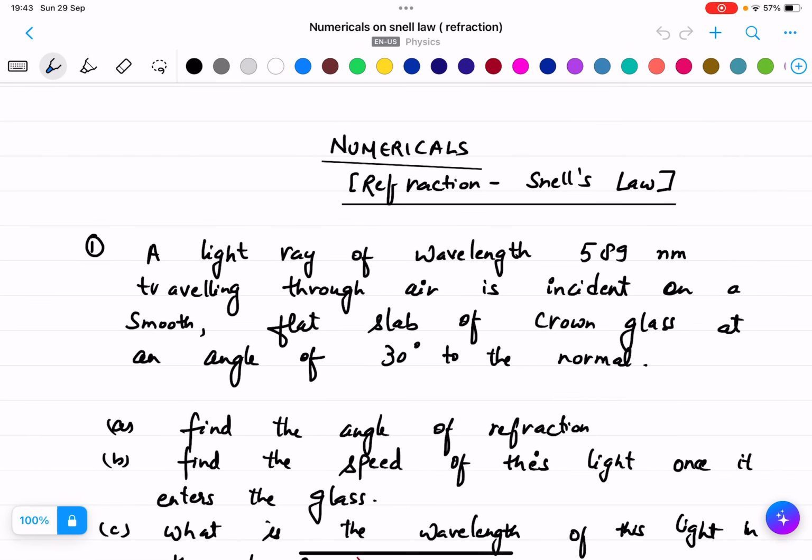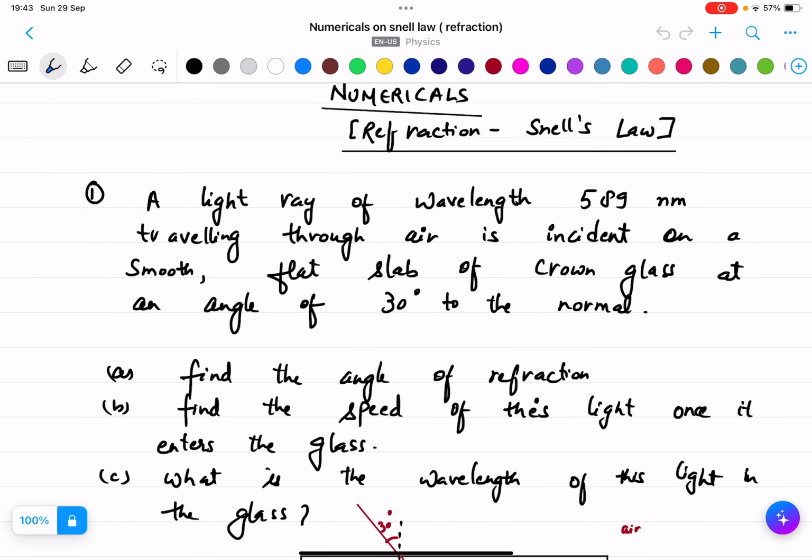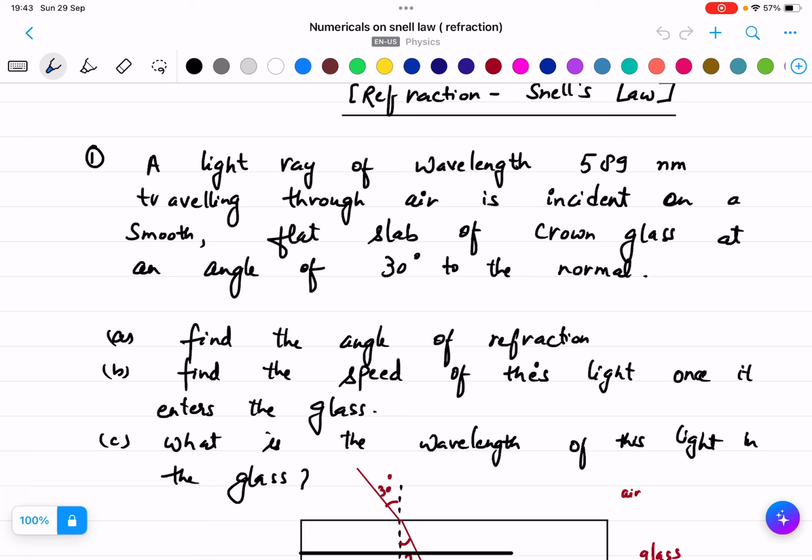Okay. In this video, I'll explain the numericals based on refraction, which is Snell's law. We will do some numericals based on it. So the first one is a light ray of wavelength 589 nanometer traveling through air is incident on a smooth flat slab of ground glass at an angle of 30 degree to the normal.